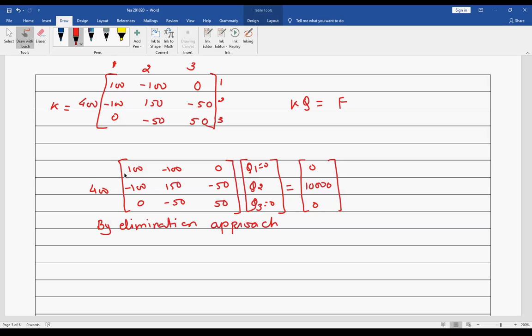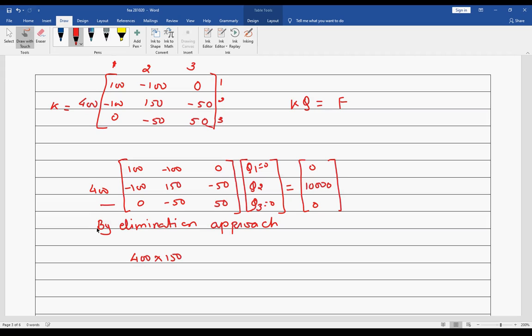So what happens here in this case? The first row, first column, second row, second column will get eliminated. And sorry, not second row, third row and third column. So what is left is 400 into 150. Okay. So I'm not going to eliminate it because I require this for the penalty approach.